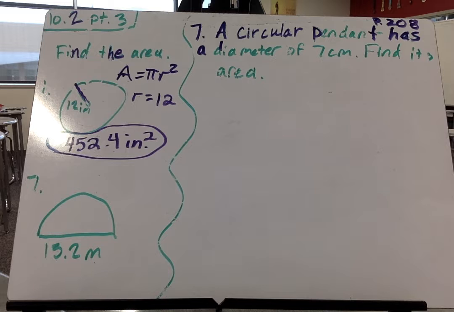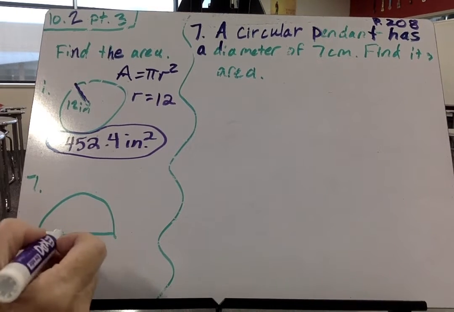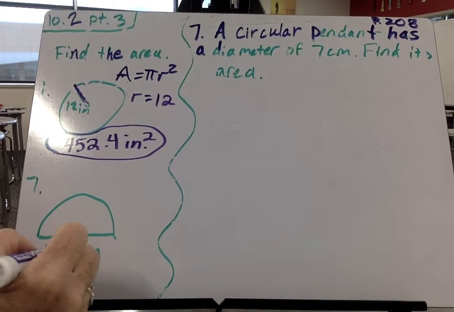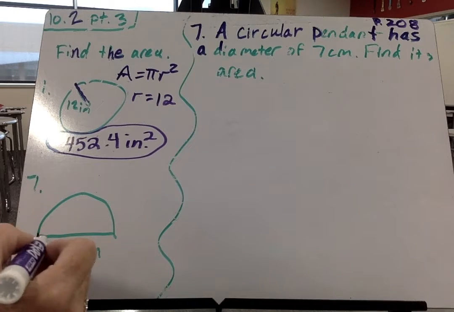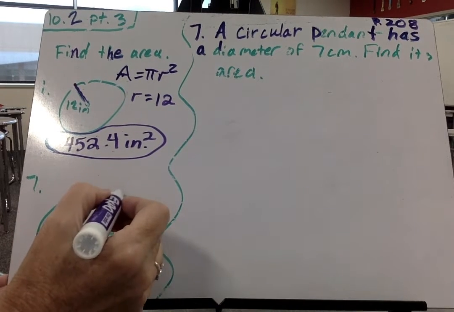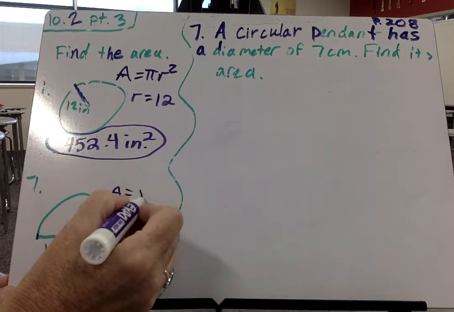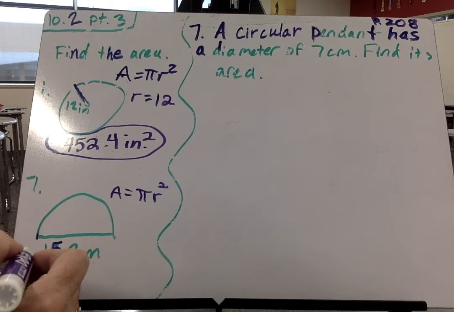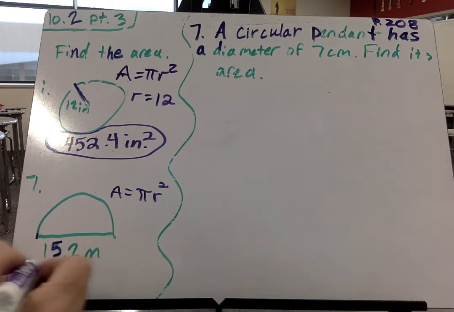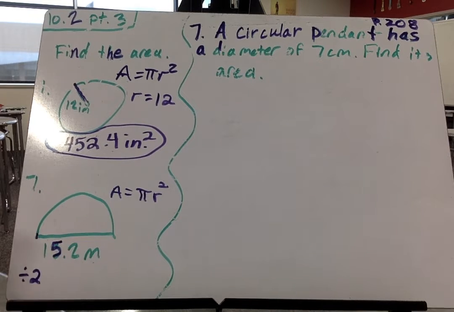Instead of jumping to number 7, I feel like we need to do one more. Actually, no, I'm going to jump to number 7. This is 15.2 meters. Notice it's just a semicircle, so we only get half. So this area will be pi r squared, but I only take half of it at the end. So at the end, I make sure I divide by 2 because I only want half.